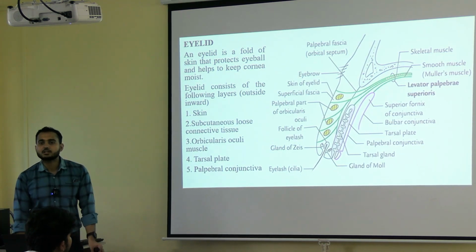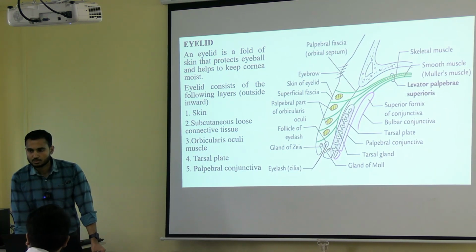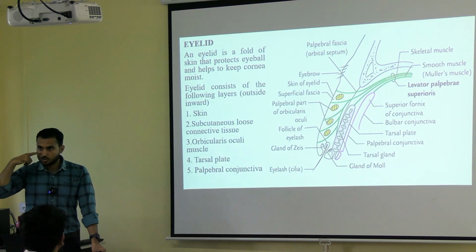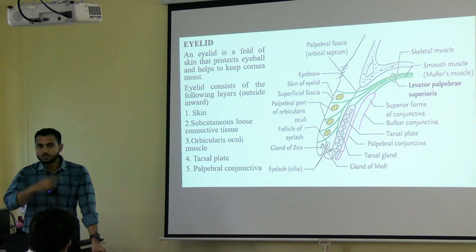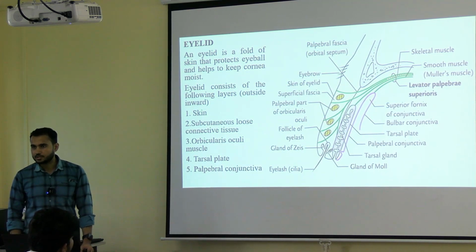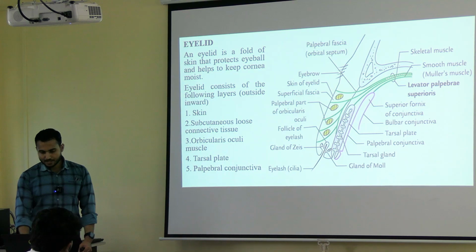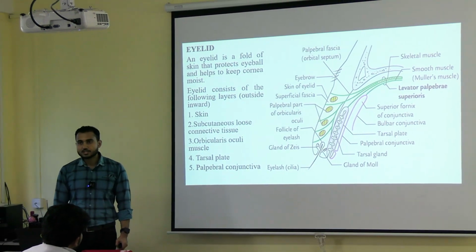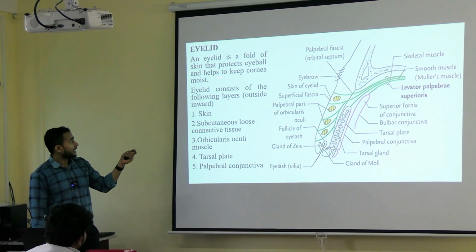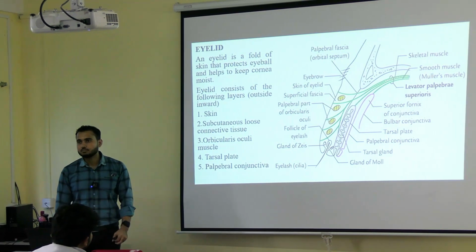Which part is the eyelid? Anyone? Okay. So the two eyelids are the upper eyelid and the lower eyelid. Now you have to know the microscopic structure of the upper eyelid and lower eyelid. So what exactly are these eyelids? These are folds of skin that protect the eyeball and help to keep the cornea moist.